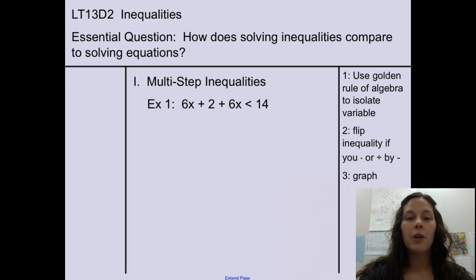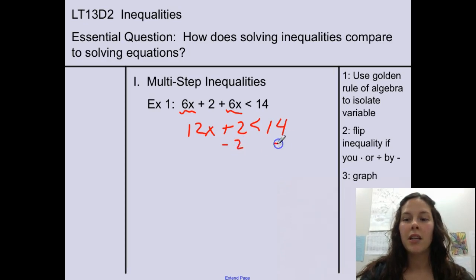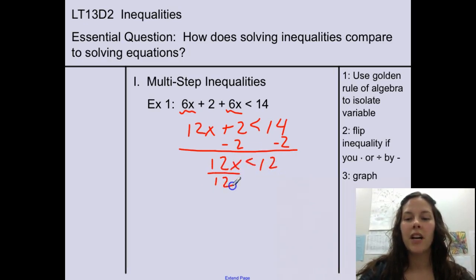Starting off with example 1, we have like terms. They are on the same side of the equal sign, so we're going to do what it says. And it says 6x plus 6x, which gives me a total of 12x. Canceling my addition before I cancel my multiplication, I'm going to subtract 2 from both sides. And finally, canceling that multiplication by dividing both sides by 12, I get x is less than 1.